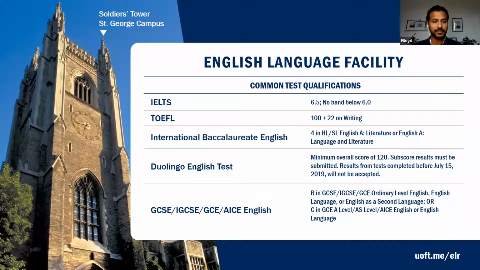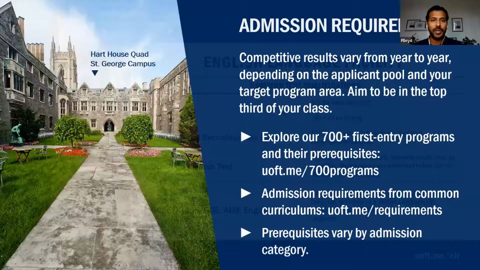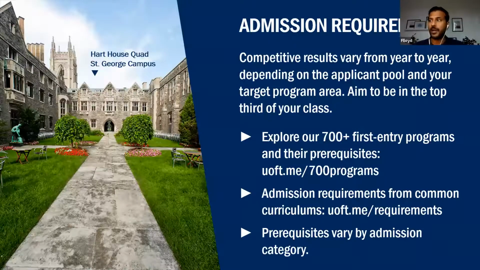Now, I mentioned I wouldn't be able to go into admission specifics, but I want to give you some brief overviews or the basic information and resources. To find all of the programs at U of T, all of those 700 programs, go to uoft.me/700programs. Today's programming is also going to be a great opportunity to learn about everything that we offer. uoft.me/requirements lets you see your requirements based on your area of study and your system of education.